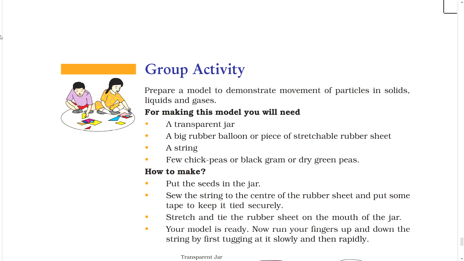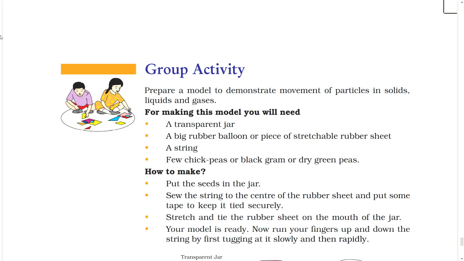Group activity. Prepare a model to demonstrate moving of particles in solids, liquids, and gases. For making this model, you will need a transparent jar, a big rubber balloon or piece of stretchable rubber sheet, a string, and a few chickpeas or black gram or dry green peas.